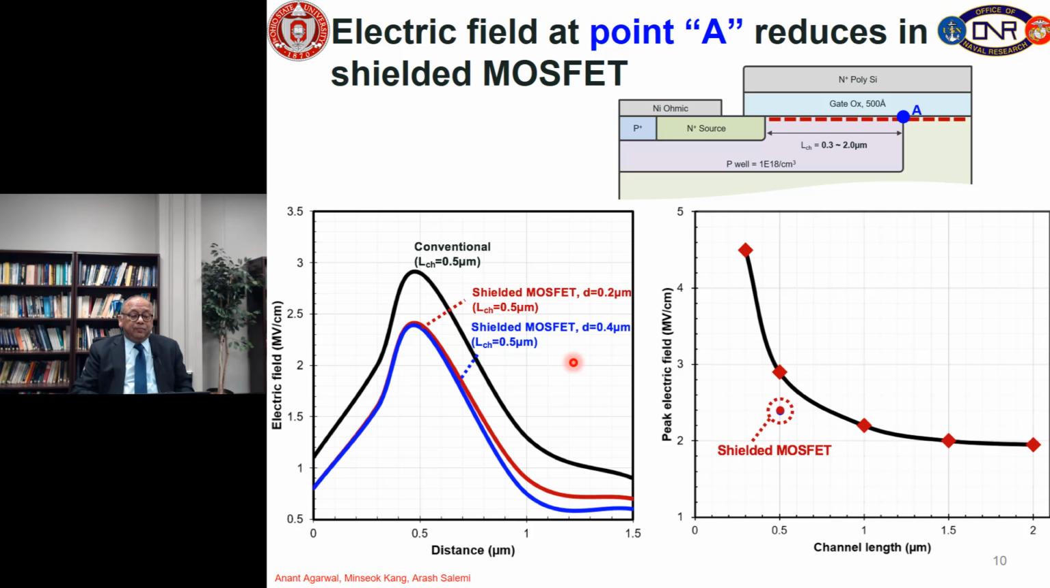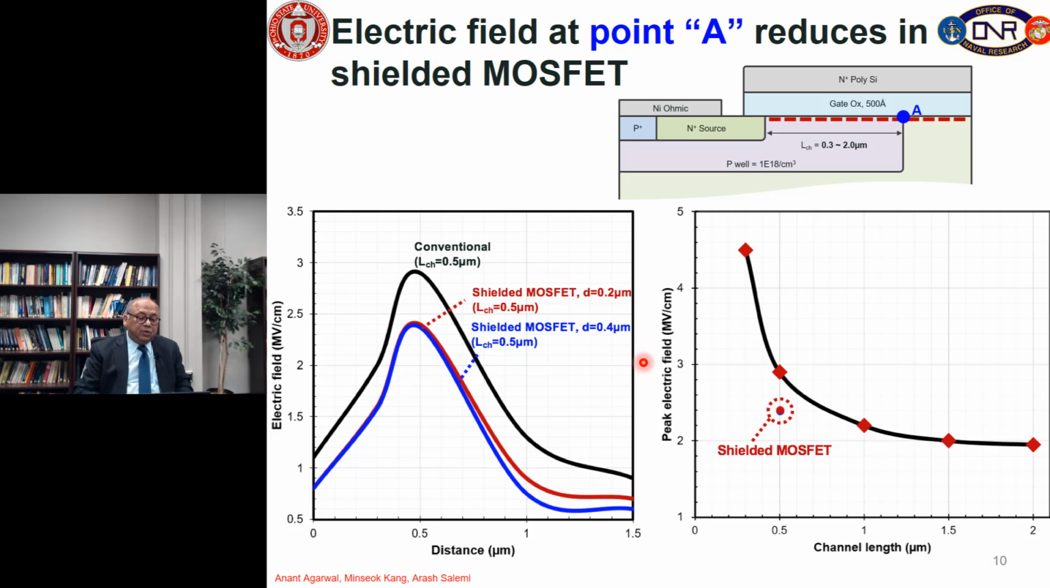So what is going on? Again, we look at the electric field at point A, and we already have plotted the electric field as a function of channel length in the traditional structure here. And here at 0.5 micron, you can see the shielded MOSFET structure has reduced the electric field from 3 megavolt per centimeter to more like 2.5 megavolt per centimeter.